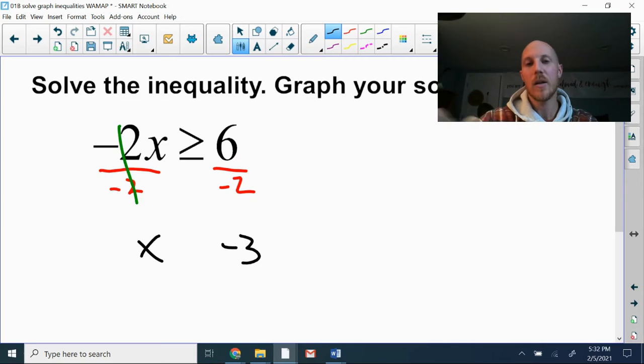And now let's think about that symbol. What was the operation that I applied to solve this? The operation I used was division. I divided by a negative number. Okay, when I'm dividing by a negative, that's when I need to switch the symbol. So this is going to change to less than or equal to.